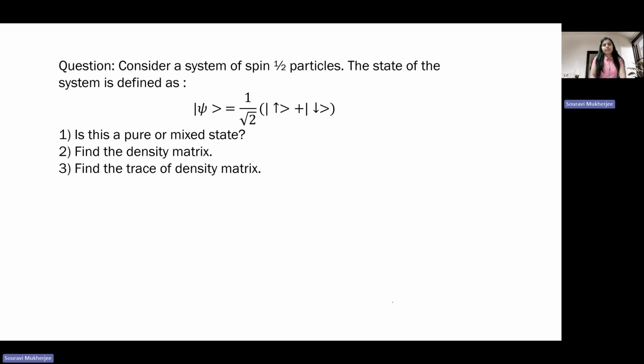Now, based on what we have been discussing so far, let us try to answer this question. You have a system of spin half particles. The state of the system is defined as 1 by root 2 times up plus down. Now, is it a pure state or a mixed state? Based on whatever we have been discussing, I am giving you a couple of minutes to think before I actually tell the answer.